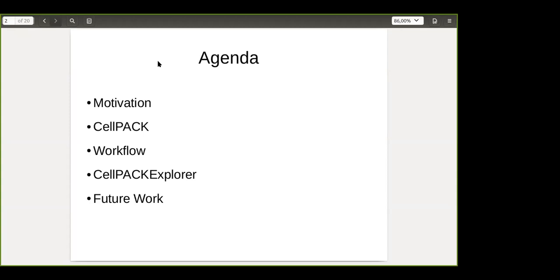For today's talk, I will start with a brief motivation for the project, then introduce the CellPack algorithm, which is the tool that our program builds on. I will explain the workflow the current developers of CellPack are pursuing to develop the model. I will continue with the CellPack Explorer program. This is the work of this project, and I will conclude with some future work.